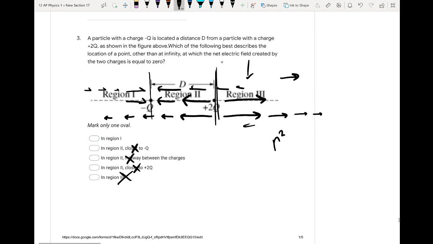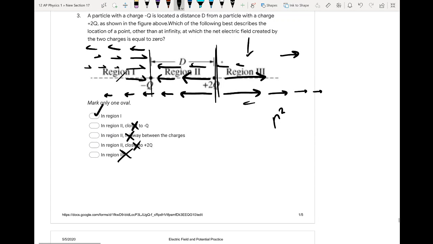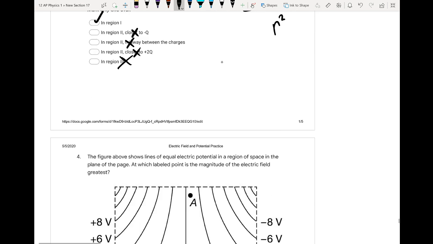Region 1 seems like a pretty good candidate. In Region 1, we have a q over here, just regular q instead of 2q, so it'll not be as strong. This 2q will be a little bit stronger. So when we get over here, we will have them pointing to the left, but they'll be a little bit stronger and maybe strong enough to cancel out the rightwards field from this negative q. That would be region 1.